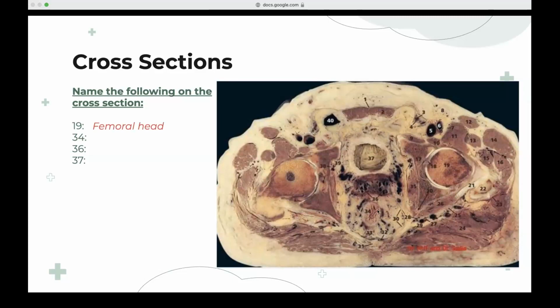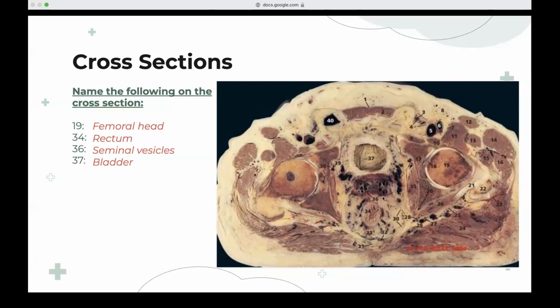What's 34? Exactly, someone said it. Rectum, yes. 36. Uterus. No. The seminal vesicles. Seminal vesicles, yes. You can see lots of cysts, things like that. Okay. 37. The bladder. Exactly. Okay.